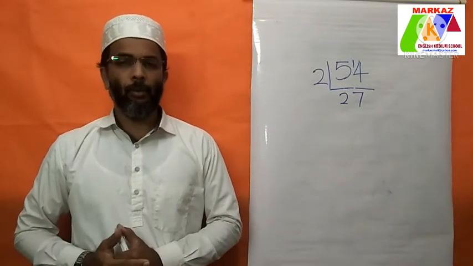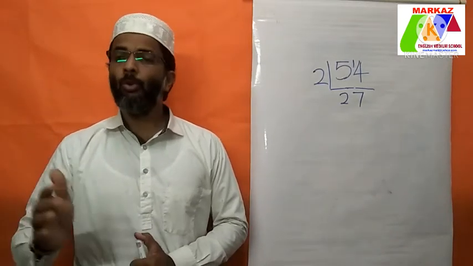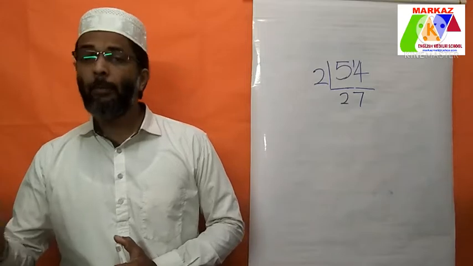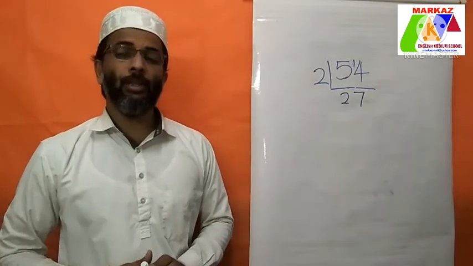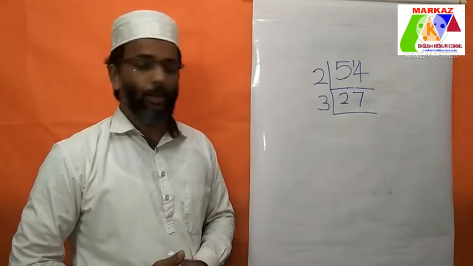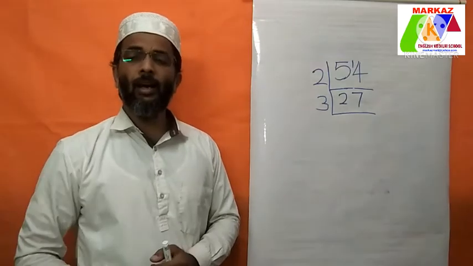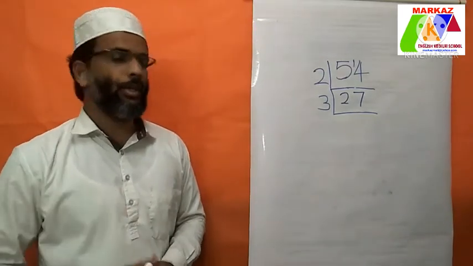27 is an odd number, so we cannot divide by 2, which is the smallest even prime number. Let us try with 3. How many 3 in 2? 0. Next, how many 3 in 27? 9 3s are 27. Write quotient 9.